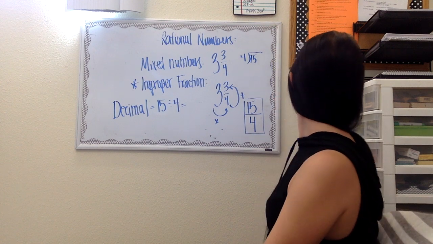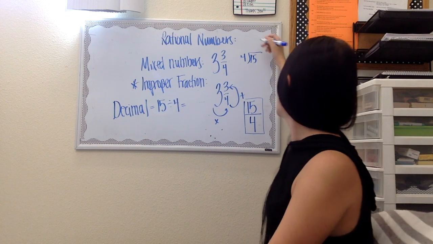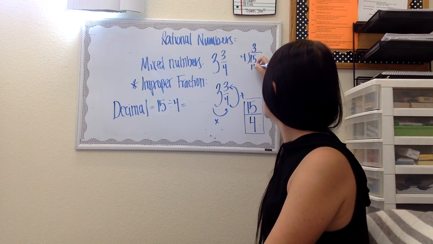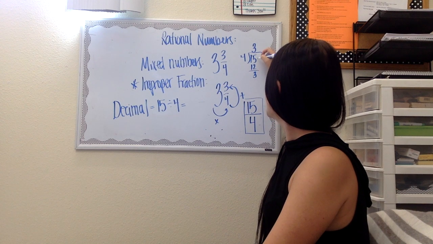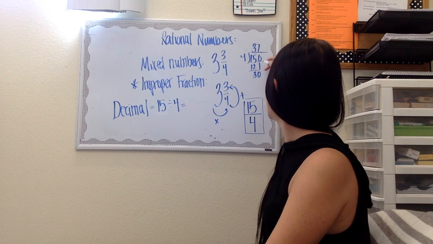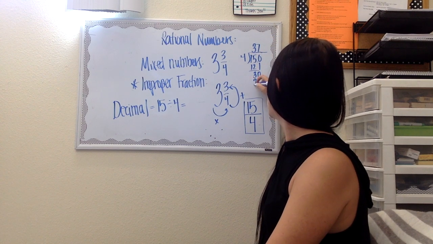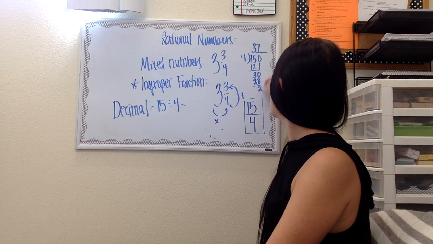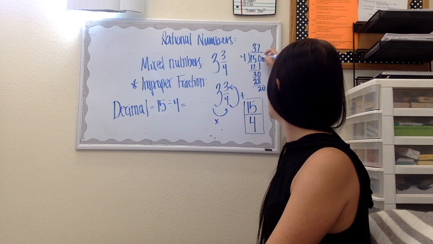Okay, so 4 goes into 15 3 times, 12. Bring down your 3, bring down a 0. 4 times 7 is 28. 20, and 4 goes into that 5 times.